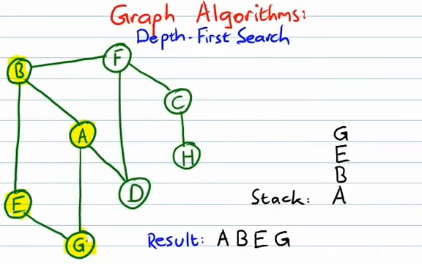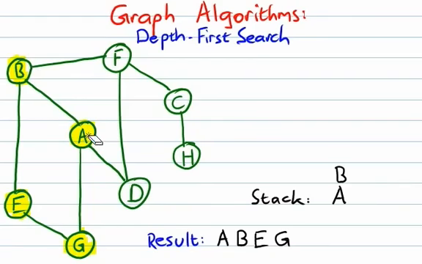Now the vertex on the top of the stack is G. We find all adjacent unvisited vertices. Well, both A and E have already been visited, so that means that there's no place to go from G. We're going to pop it off the top of the stack, which takes us back to E. So notice we're kind of going backwards in our path. Now E also has no adjacent unvisited vertices, so we're going to pop it off the stack, which takes us back to B.